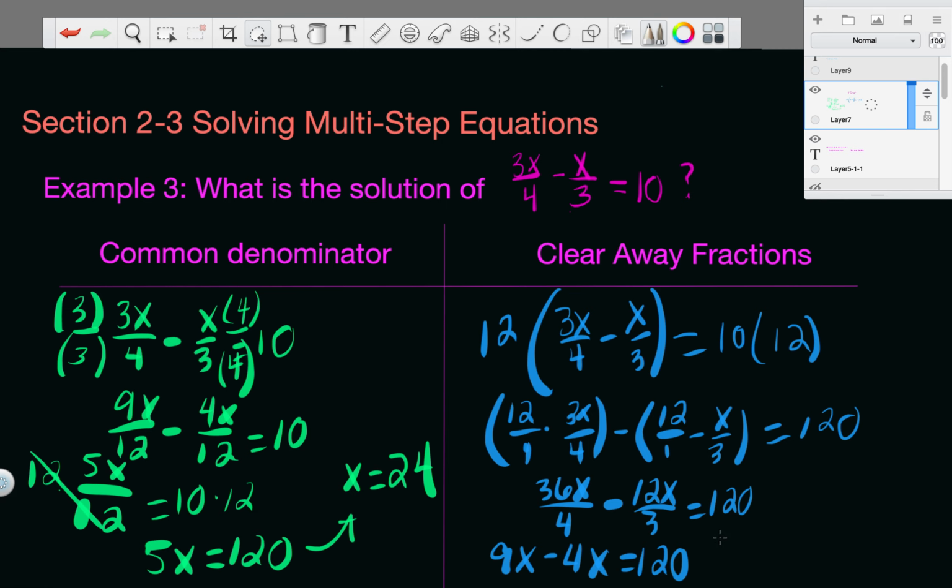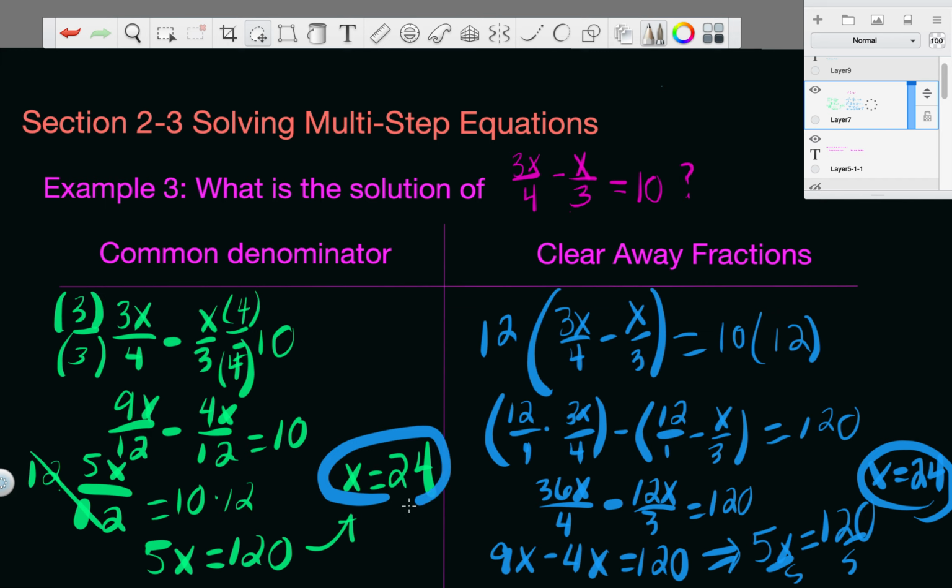Now, as we can see, my fractions are gone, right? This is awesome. Now I want to combine my like terms on the left-hand side. This 9x minus 4x becomes 5x, and that equals 120. Divide both sides by 5, and I get that x is, I can't write it over there, I guess. 120 divided by 5 gives me x equals 24, which again is the same answer I got over here. So there's a couple of ways that you can do this, but the key is that you need to find the common denominator and figure out which way you're going to use it.